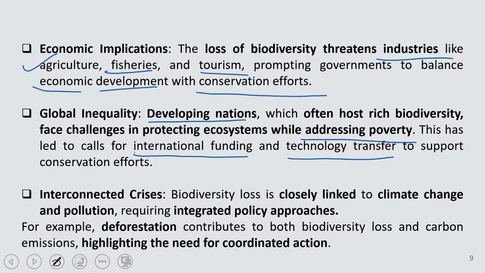Now we will see what the interconnected crises are in the context of biodiversity loss, because as we all know, it is a kind of cycle. These are all interconnected. In the same way, biodiversity loss is closely linked to climate change and pollution too, which requires integrated policy approaches among the different nations of the world. In this regard, the problem of deforestation contributes to both biodiversity loss and carbon emissions, which highlights the need for coordinated action.